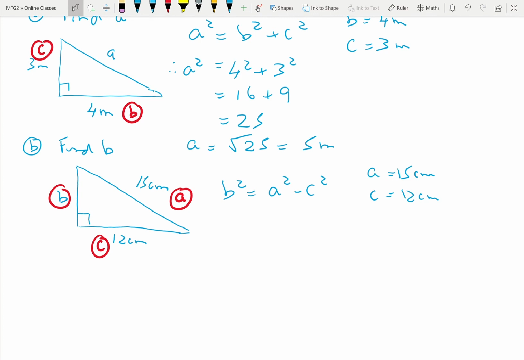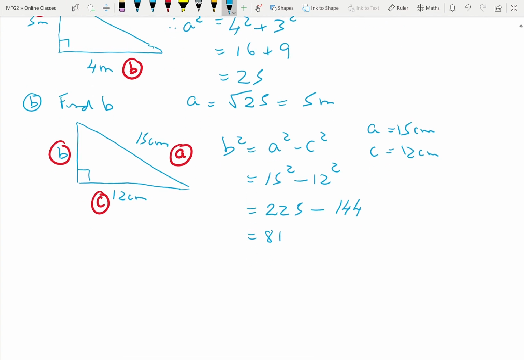So I substitute that into my formula, and my value is 15 squared minus 12 squared. So 15 times 15 is 225, and 12 times 12 is 144. Subtract those two, and I end up with 81. So to finish off my problem, I have to take the square root of both sides, so therefore b is equal to the square root of 81, which is equal to 9.